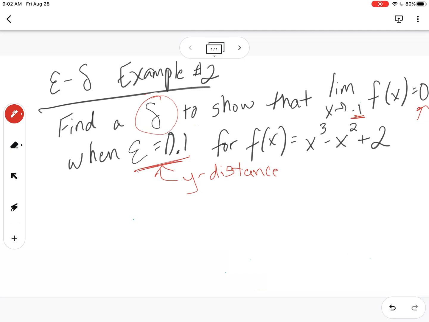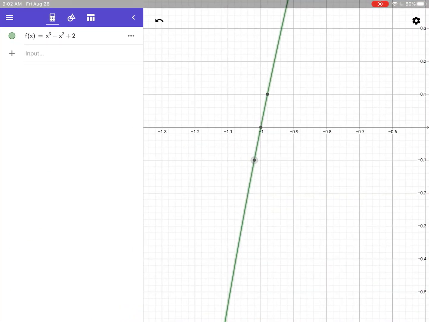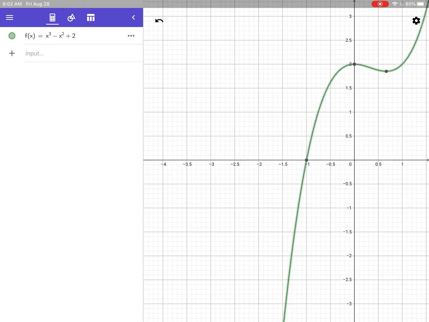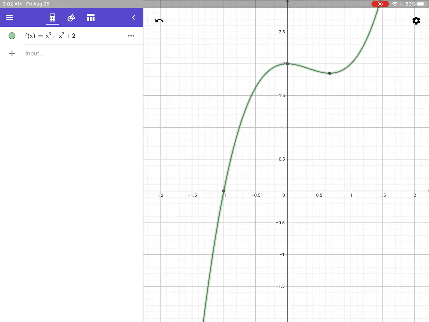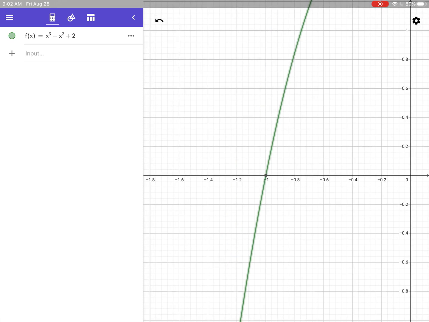So again, let me switch back to the graph. So here's my graph. I've got it zoomed in already. So there's x cubed minus x squared plus 2. And again, we're looking for the limit as x approaches -1, which is 0. Hopefully you guys pick up on the fact that that is a true statement. And so I want to be within 0.1 of this dot here.